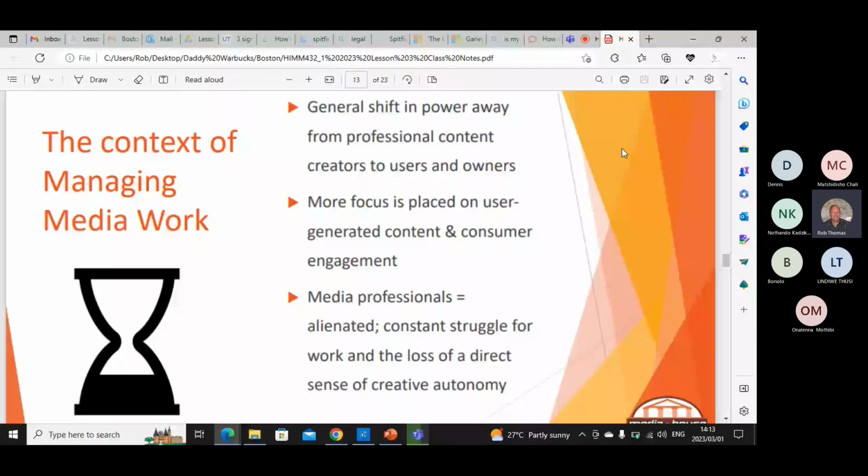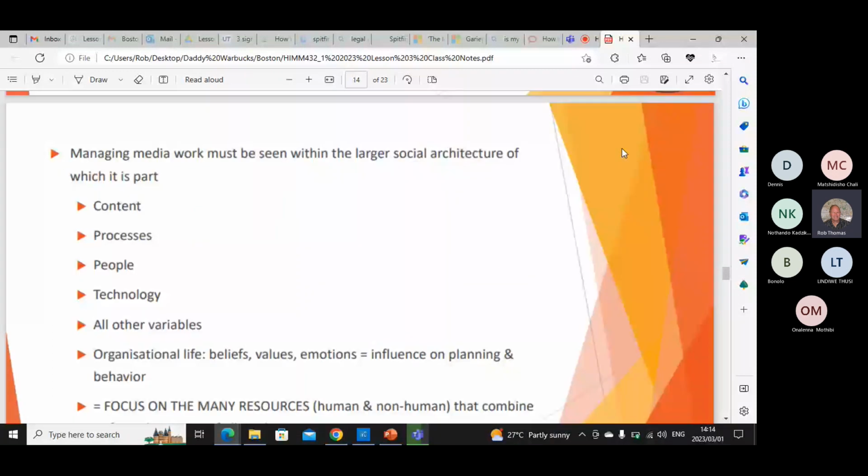Or for example, you're going to look at UX, user experience or design experience, which needs to be included, etc. So there's been a huge knock-on in terms of the way we function in the media industry and in industry in general. Managing media work must be seen within a larger context of the social architecture which it forms part of. So we can see the content is important, the processes behind which we create the content, the people involved, the technology, and all the other variables. In your organizational life, the beliefs, the values, the emotions, all of these have an influence on the planning and the behavior.